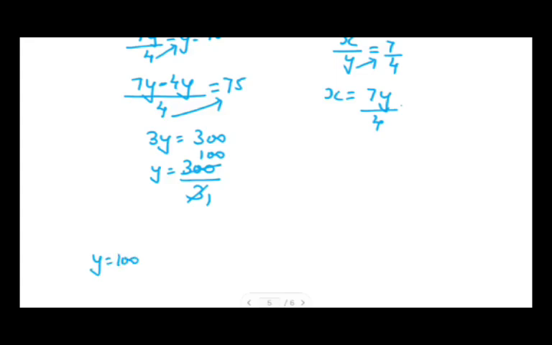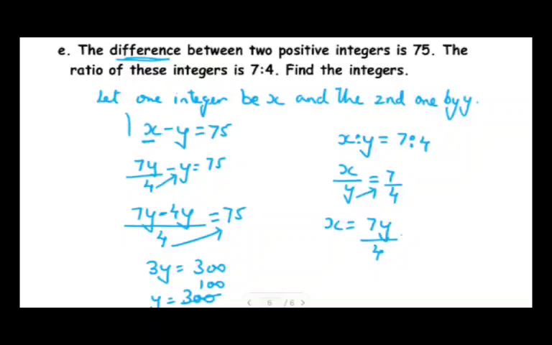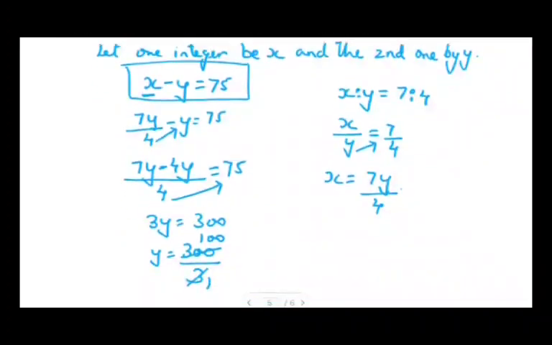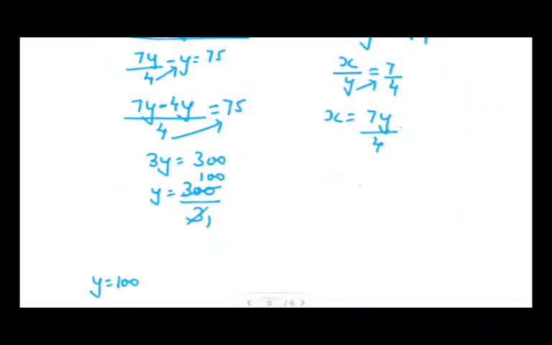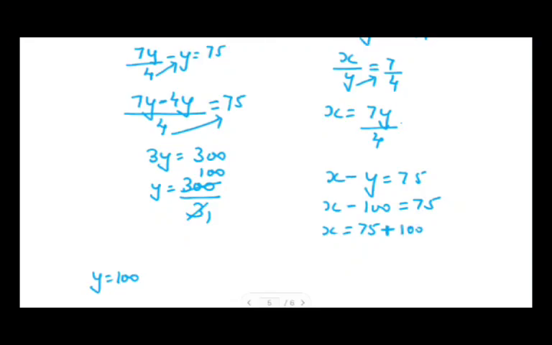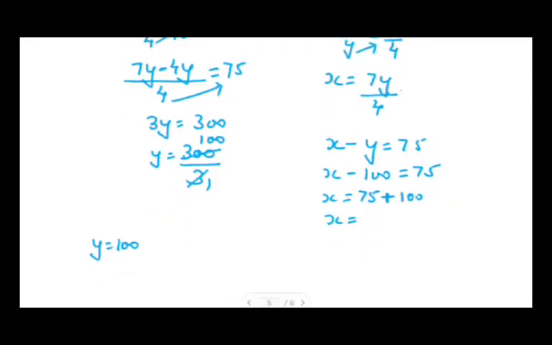Now how will I find out x? By taking this equation. So x minus y is equal to 75. X minus y is how much? 100. We just found out. X is equal to 75. 100 goes on the other side and becomes plus 100. X is equal to 175.